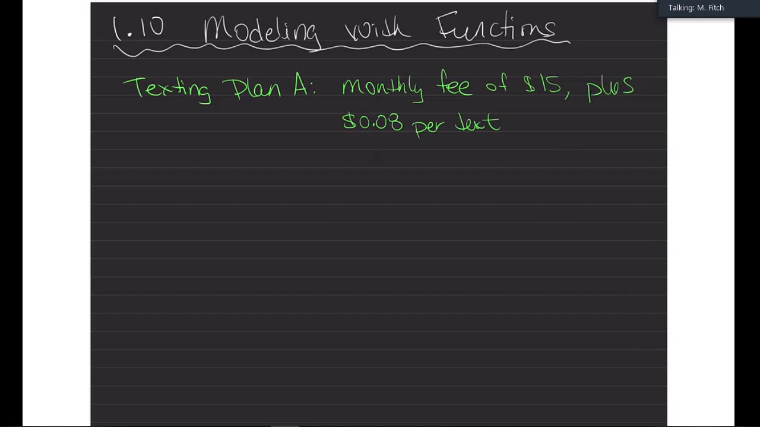And then they also had plan B that you could pick from. On plan B, you still had a monthly fee, but instead of $15, it was only $3. Could you imagine a texting plan for $3 a month? That'd be sweet, wouldn't it? But of course, they're going to charge you for each text, and instead of 8 cents a text, they're going to charge you 12 cents per text.